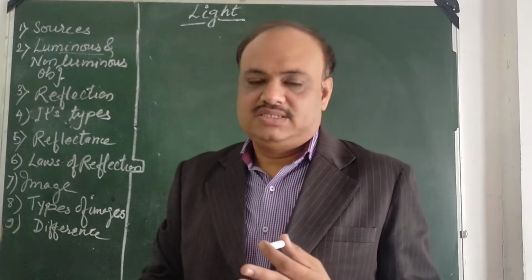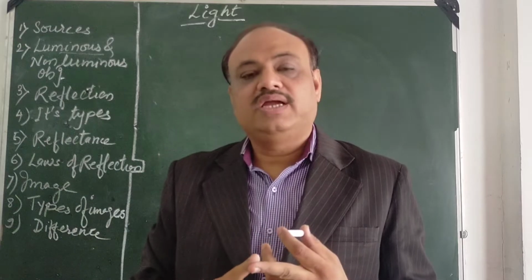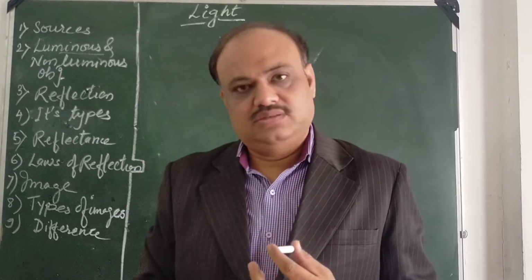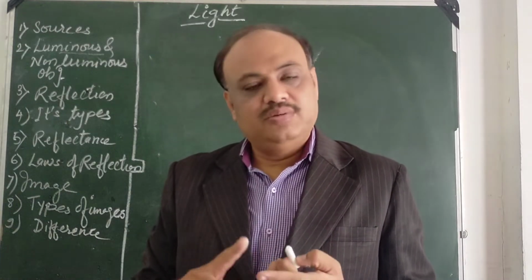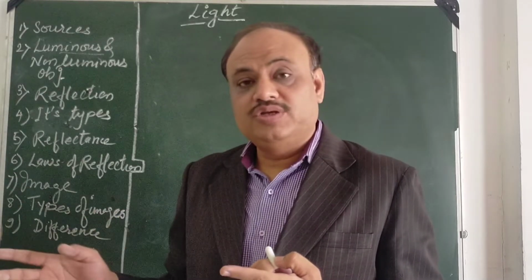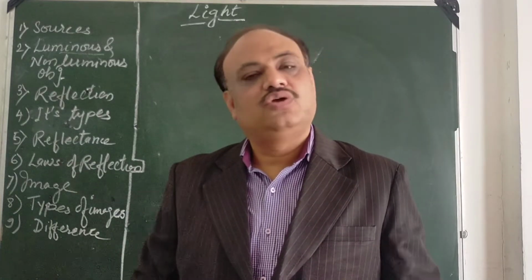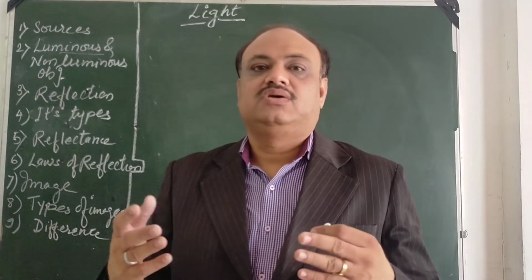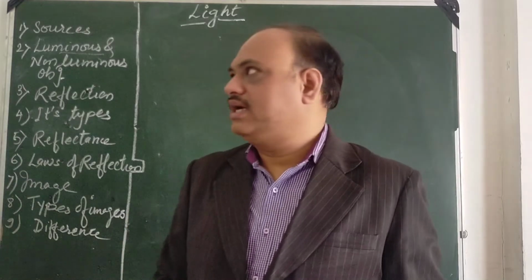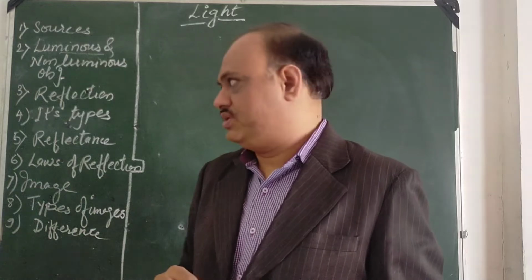So the sun is emitting its own light, a luminous object. A burning candle is emitting its own light, a luminous object. A bulb is emitting its own light, a luminous object. Non-luminous objects: chair, desk, these are all non-luminous objects. Whatever objects are not emitting light come in the category of non-luminous objects.